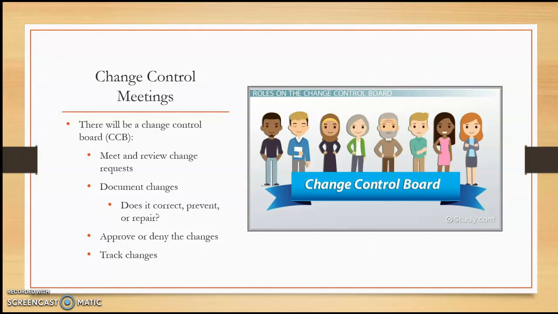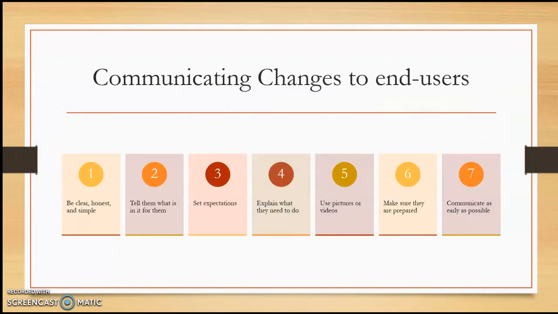And then finally tracking the changes to agree or disagree with what they did, because they might approve something and it may not actually end up doing what it needed to do, and they might decide, oh no, we need to take this back because it could have possibly damaged the workflow or hindered it or anything else going on. So finally, communicating changes to end users.